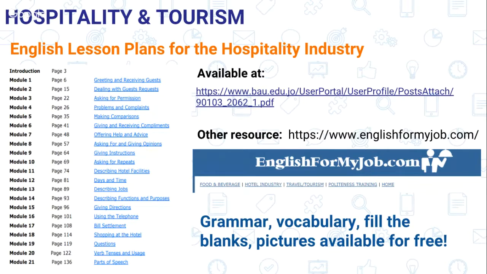So the first resource is this curriculum, English lesson plans for the hospitality industry. It has 21 modules which have different activities. As you can see, the first one says, let me see again, greeting and receiving guests.